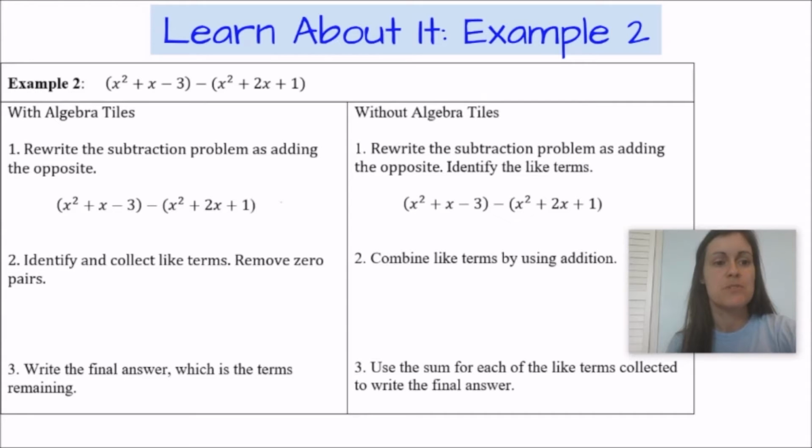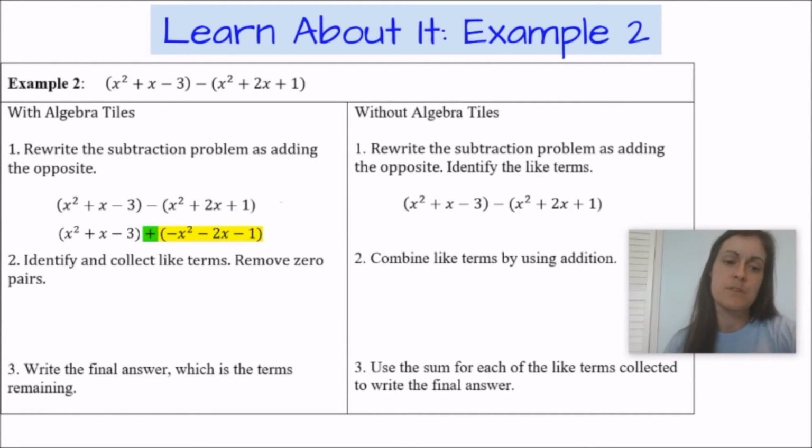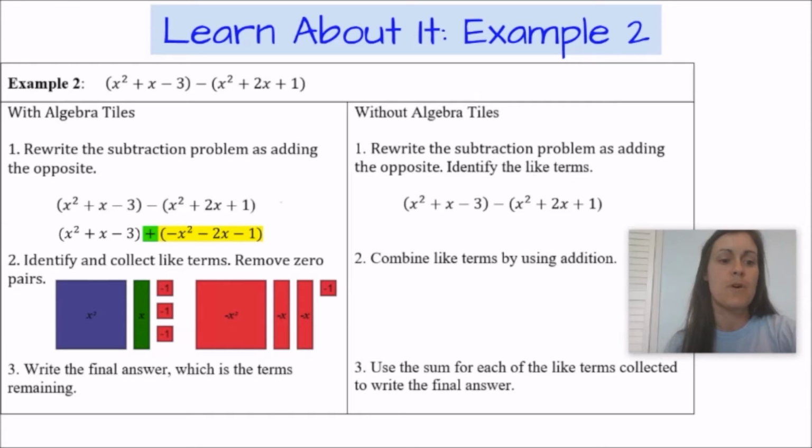My first step is to rewrite the subtraction problem as adding the opposite. Notice that I changed the subtraction symbol to an addition symbol, and I wrote the opposite of each of the terms in the subtrahend. The opposite of x squared is negative x squared, the opposite of 2x is negative 2x, and the opposite of positive 1 is negative 1. The next thing I'll do is represent my addition problem with algebra tiles, identify and collect like terms, and remove any zero pairs.